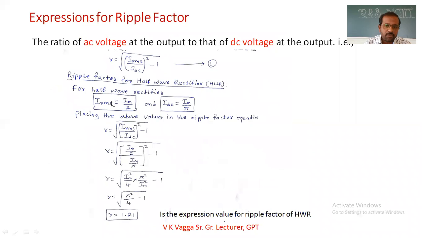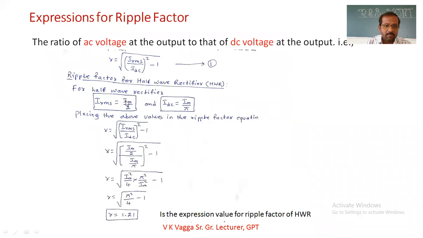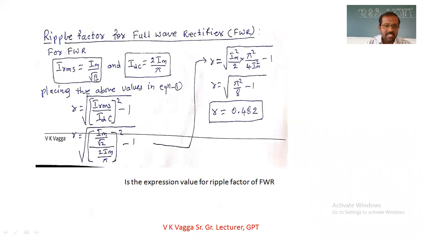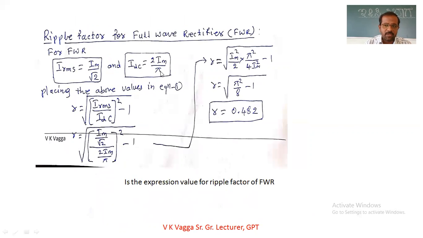For the half wave rectifier, IRMS is IM divided by 2, and IDC is equal to IM divided by pi. For the full wave rectifier, IRMS is equal to IM divided by root 2, and IDC is equal to 2 IM divided by pi, so that you can grasp the difference here. This is IM divided by 2, this is IM divided by root 2, and this is IM divided by pi, this is 2 IM divided by pi.